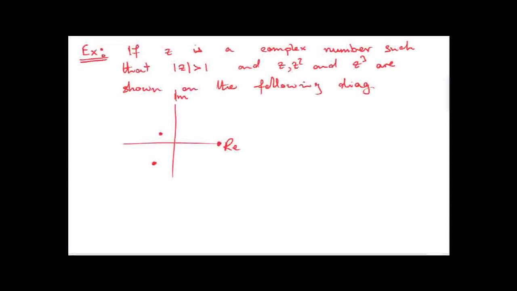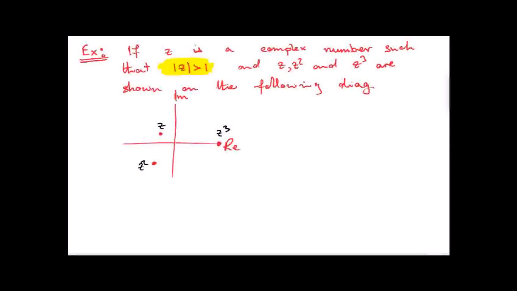See this one here? This is z. This is z squared. That's z cubed. How did I know that? What told me that? Something subtle thrown in here. This bit.